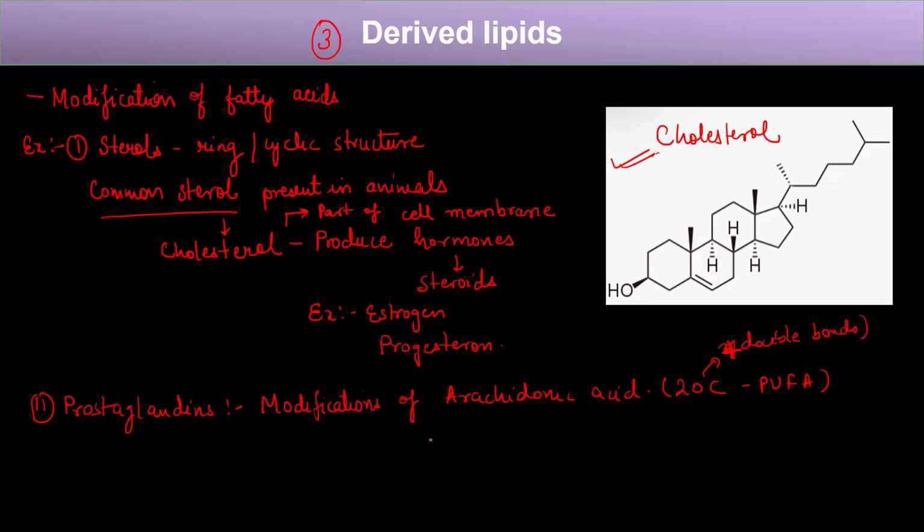So prostaglandin is a modification of arachidonic acid, and it is responsible for pain and muscle contraction during baby delivery. So this is about the derived lipids. With this, we have completed the classification of the lipids on the basis of their structure or their components, right?